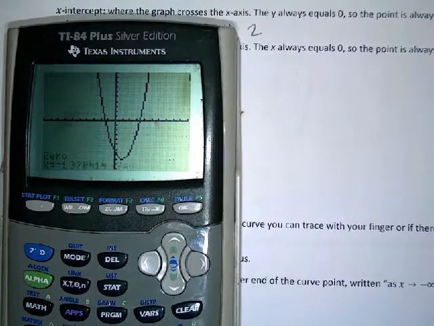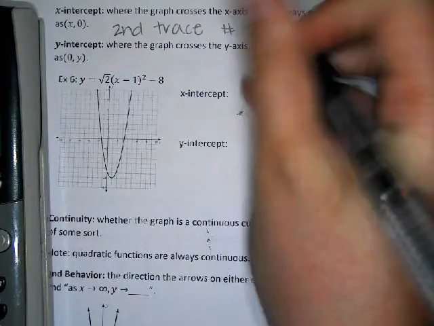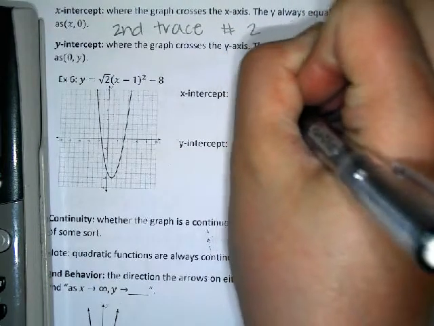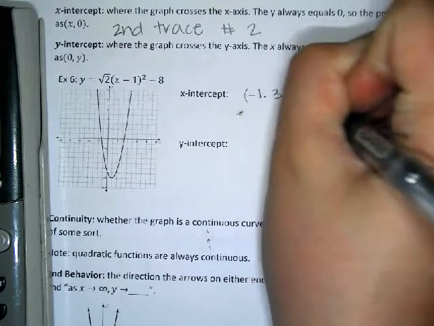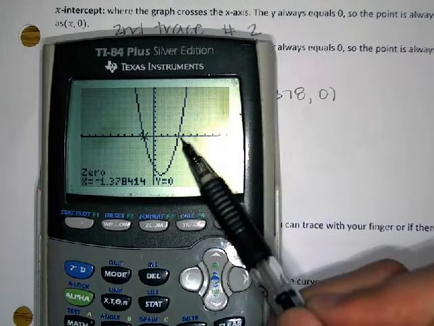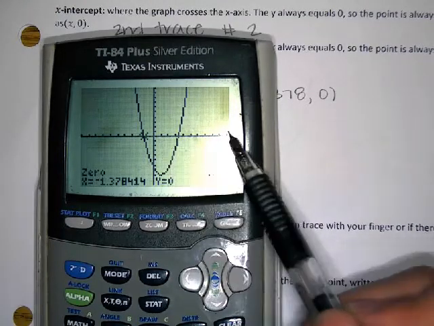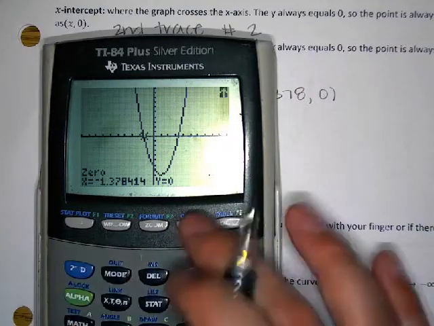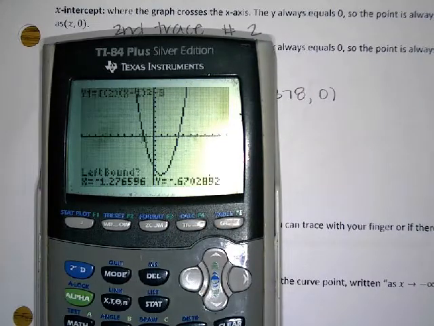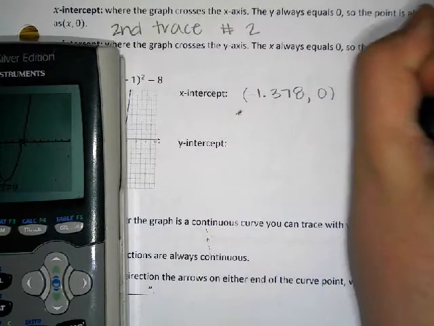Okay, so my first x-intercept is negative 1.378, 0. My second x-intercept is on the right side of the graph, and so my way of doing it would be, hey, calculator, look between 0 and 10. It's somewhere on the right side of the graph. So I would do 0 to 10. Now, if you're at home and you're using Desmos for this, you found the answers really quick because you could just click on them.